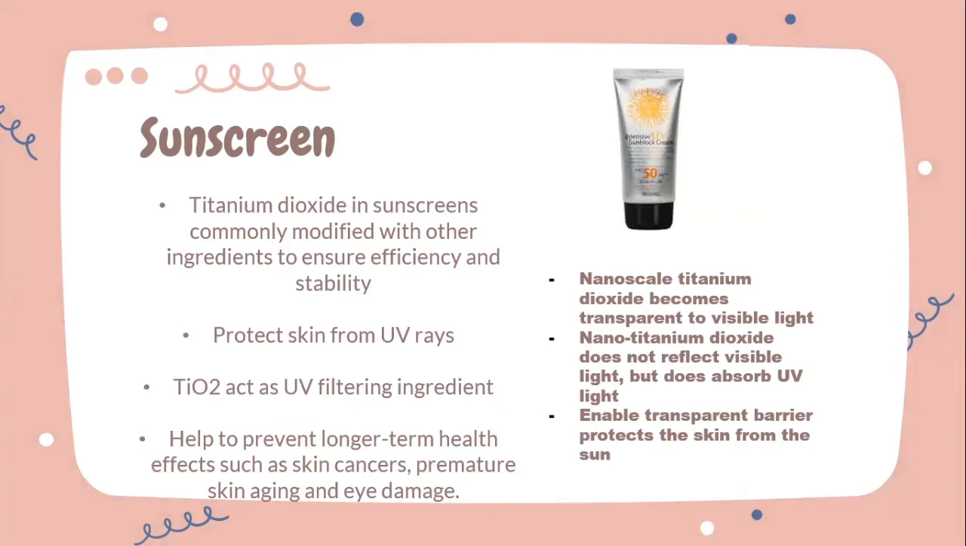Sunscreen is used to protect skin from UV rays. Athletes commonly use sunscreen because they always train and exercise under the sun and UV rays, so they use sunscreen to protect their skin.